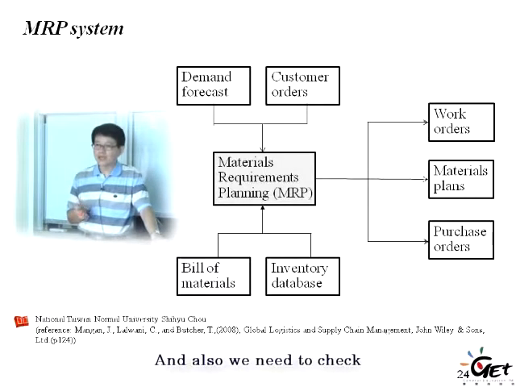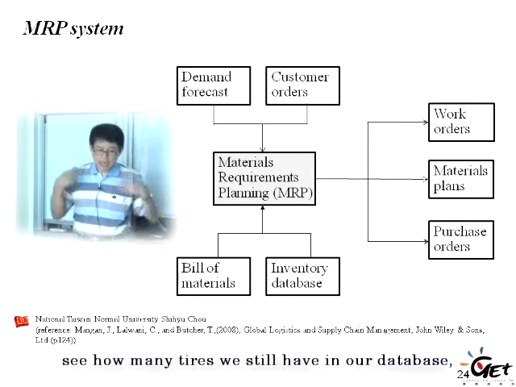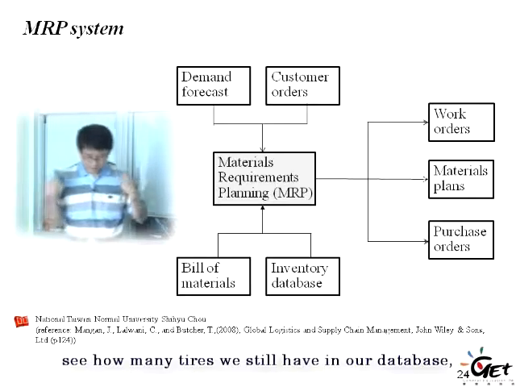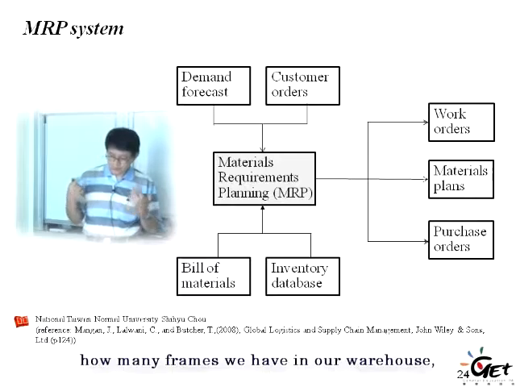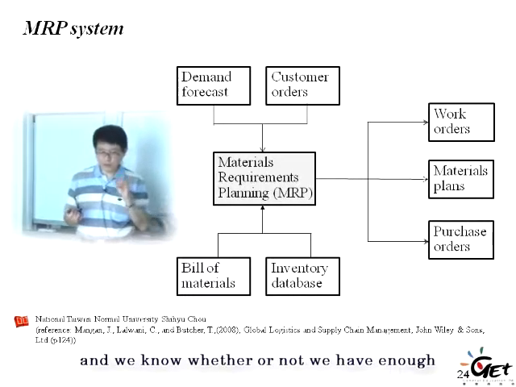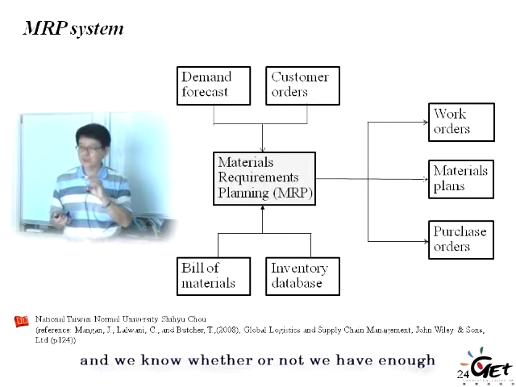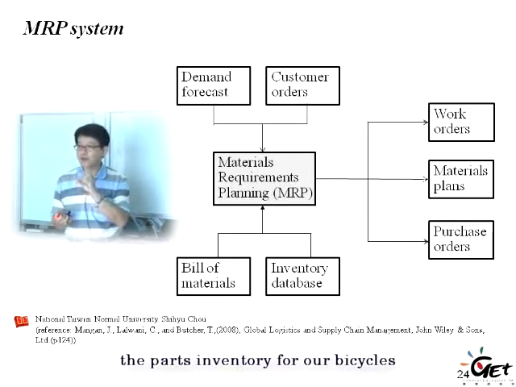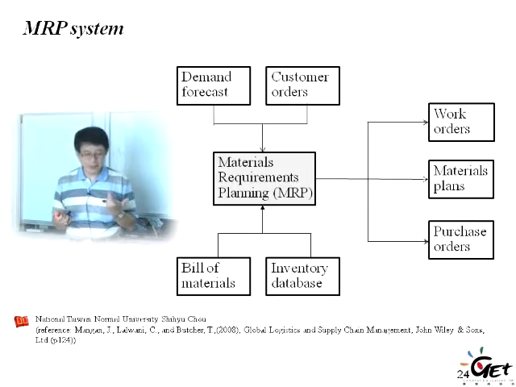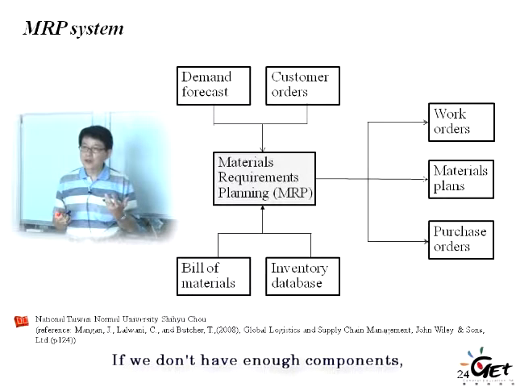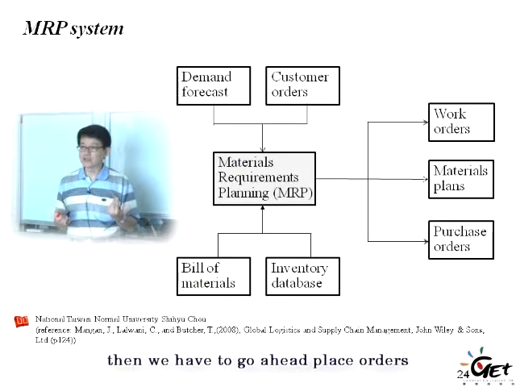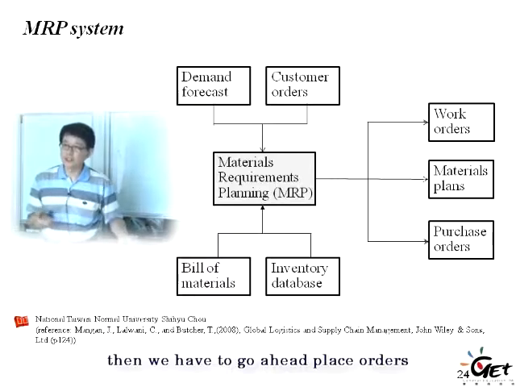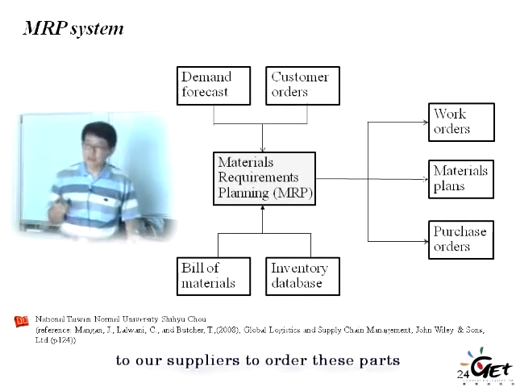We also need to check our parts inventory database, to see how many tires, handles, and frames we still have in our warehouse, and we know whether or not we have enough parts inventory for our bicycle production. If we don't have enough components for our production plan, then we have to place orders to our suppliers to order these parts.